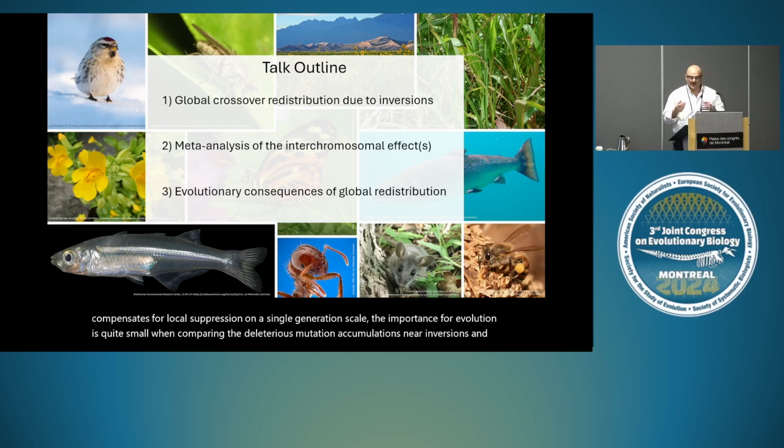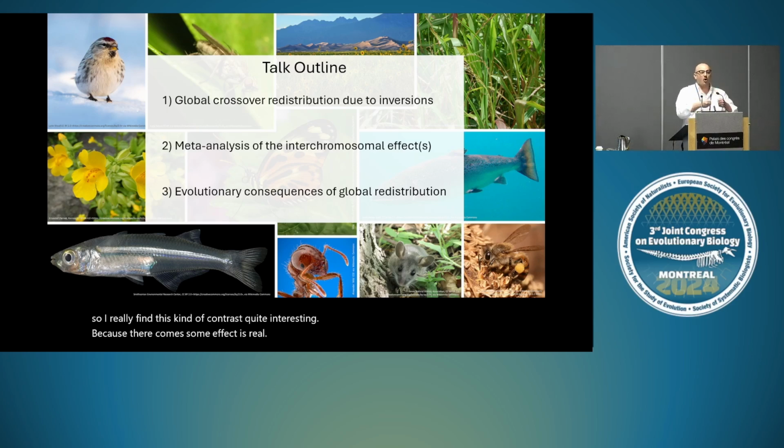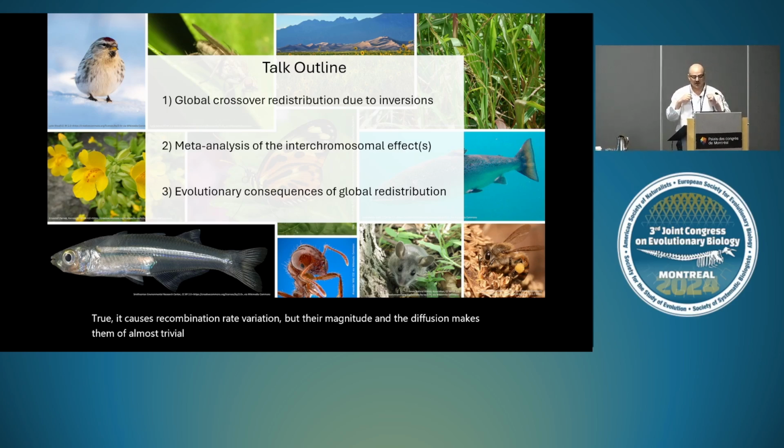And so I find this contrast quite interesting because the interchromosomal effect is real, it's true, it causes recombination rate variation. But their magnitude and their diffusion makes them of almost trivial consequence for evolutionary genetics. And so this is kind of like a puzzle that I like.